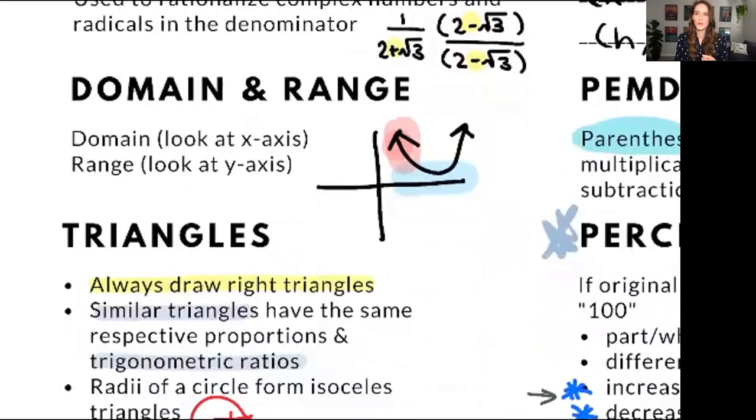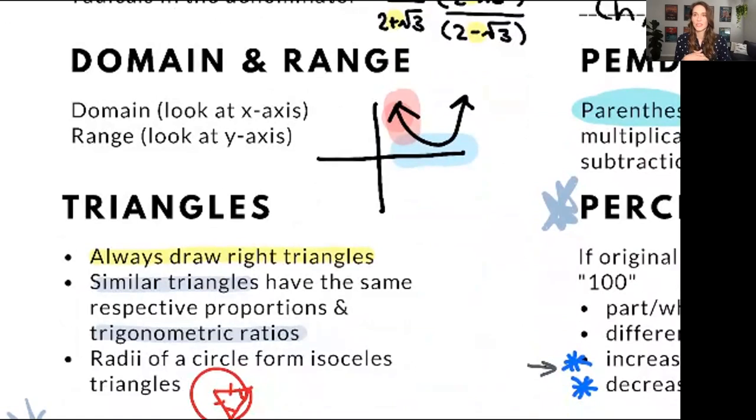Domain and range. For domain, you're going to look at the x-axis. For range, you're going to look at the y-axis. And for triangles, you're always going to draw them, especially right triangles. If they say in a right triangle, there's this side and that side, you're going to be way better off by drawing that triangle than just trying to solve it algebraically and thinking about the triangle in your head. This all comes back to working memory.